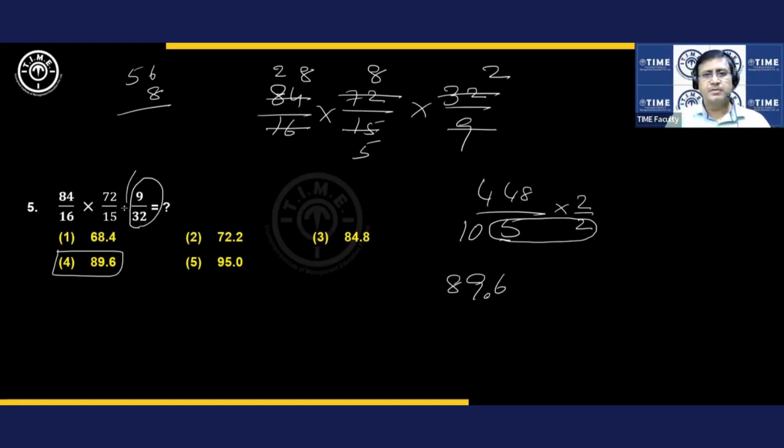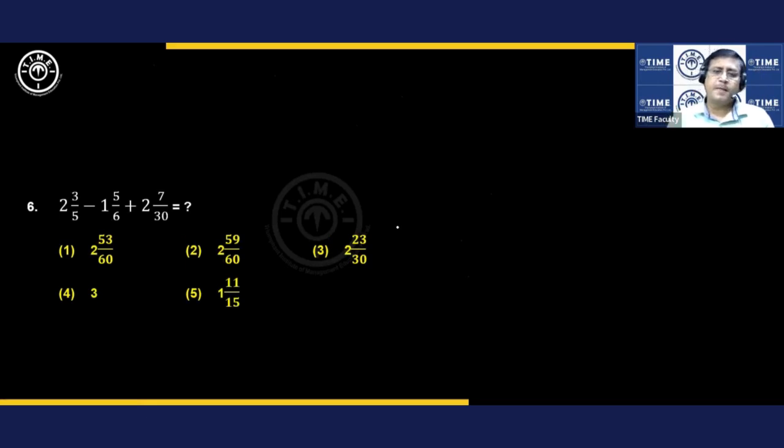Hope you are following me. Right. Look at the next example. Sum of the mixed fractions. 2 3 by 5 minus 1 5 by 6 plus 2 7 by 30. Here just implement a small concept. Sum of the integers and sum of the proper fractions. Sum of the integers means 2 minus 1 plus 2. What is the result? 3.